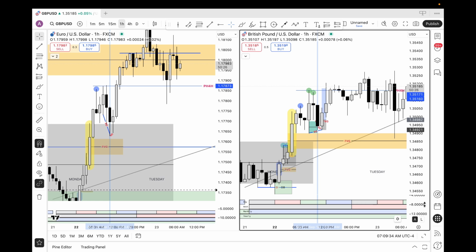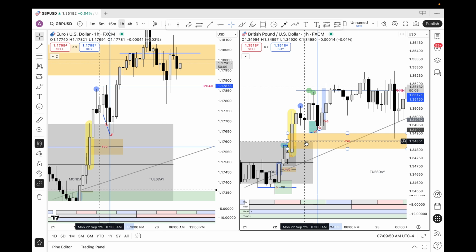In this video I am going to do a quick trade breakdown. This trade was taken on 22nd of September, in GBPUSD. So let's start with the breakdown.